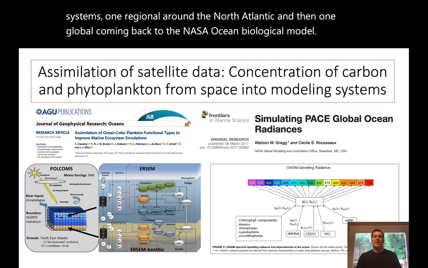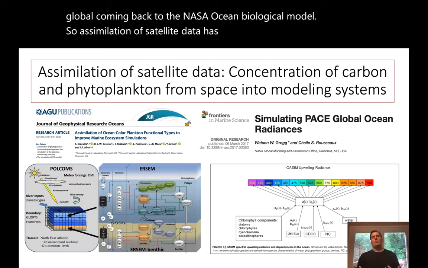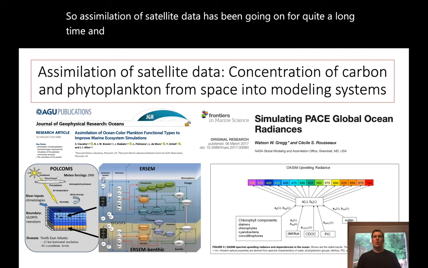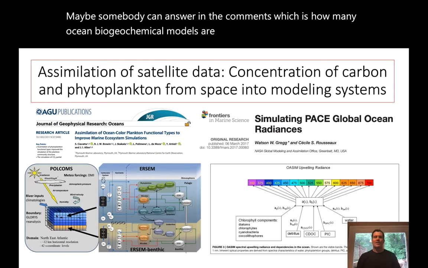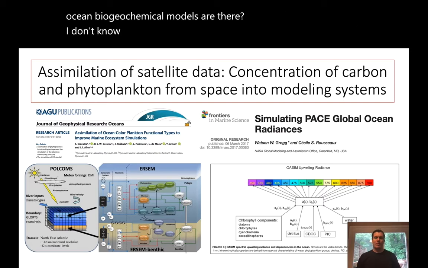So assimilation of satellite data has been going on for quite a long time. And I kept coming back to this question, which maybe somebody can answer in the comments, which is, how many ocean biogeochemical models are there? I don't know if anybody has that answer, but it'd be fascinating to figure that out.